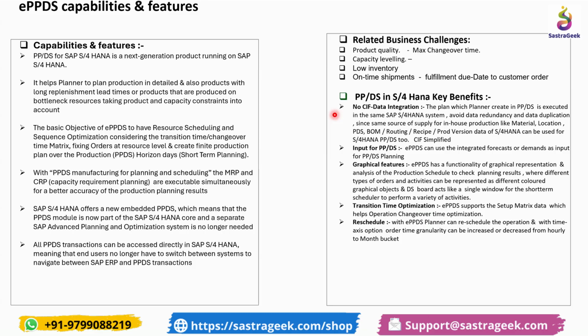And last is the rescheduling. The ePPDS planner can reschedule the operation. In the time axis option, the order time granularity can be increased or decreased, either hourly or monthly. So that flexibility is available in the Fiori apps. So this is basically the ePPDS capability and the features. If you have any question or doubt to ask on this before I move to the comparison between the MRP and PPDS.